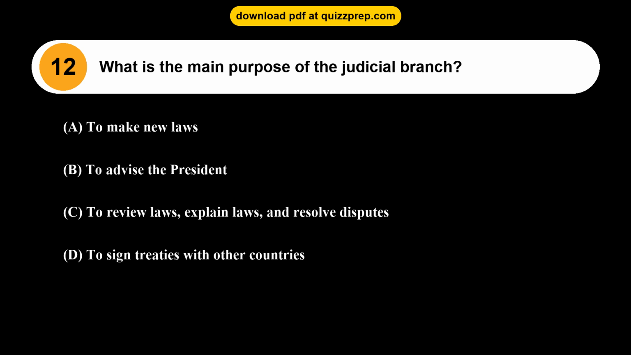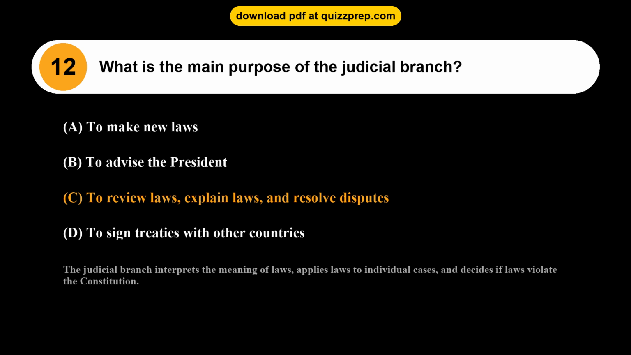Question 12. What is the main purpose of the judicial branch? Option A, to make new laws. Option B, to advise the president. Option C, to review laws, explain laws, and resolve disputes. Option D, to sign treaties with other countries. The correct answer is option C, to review laws, explain laws, and resolve disputes. The judicial branch interprets the meaning of laws, applies laws to individual cases, and decides if laws violate the Constitution.